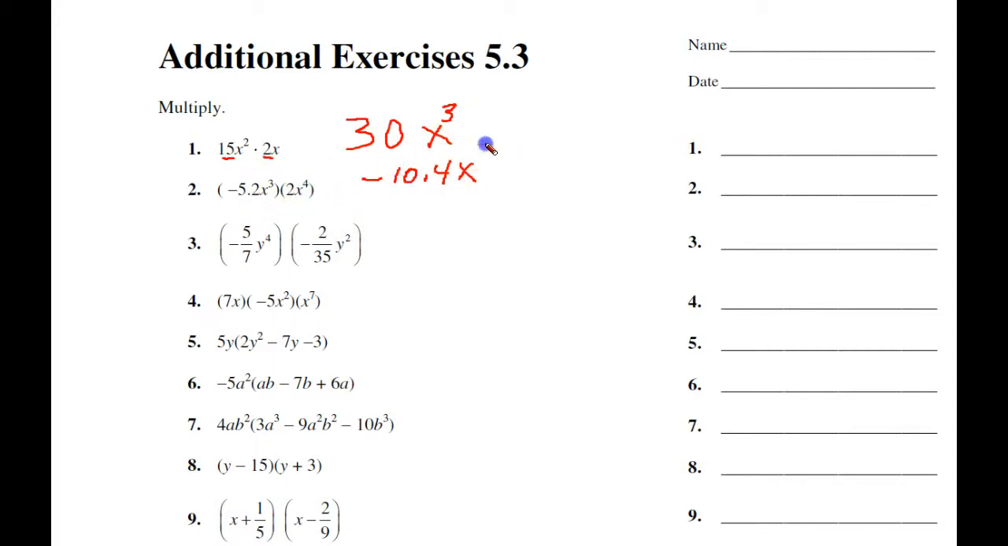x to the 7th. Now for number 3, we're sort of multiplying fractions, and negative times negative will give us a positive, so that takes care of the sign. Now 5 goes into there once, 5 goes into there 7 times, so we then get 2 for a numerator, 49 for a denominator, y to the 6th. Now remember, the y is in the numerator.